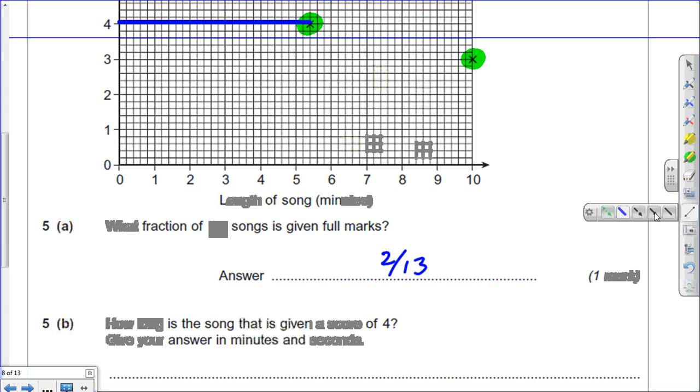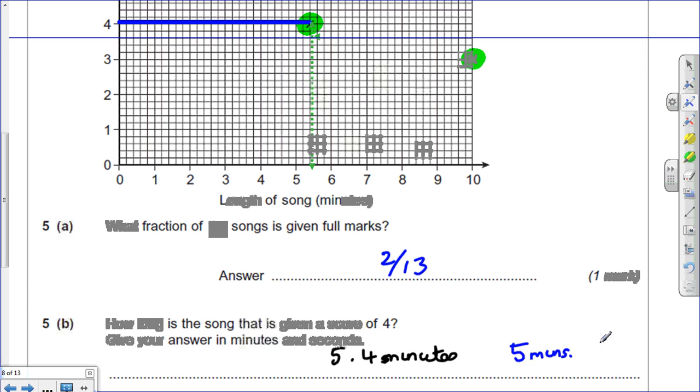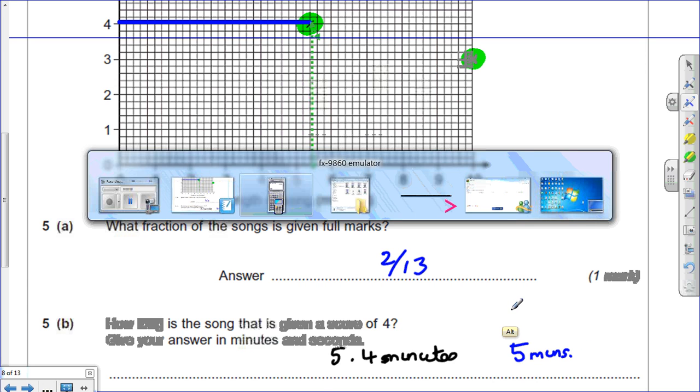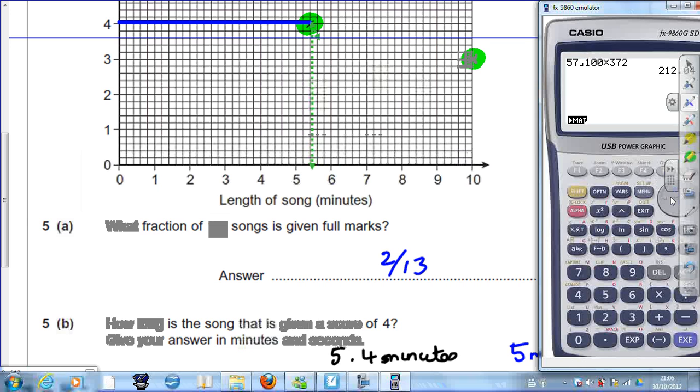Well, the way we do that is, let's clear everything here. We do 0.4 of, remember as times, a minute is 60 seconds. And there we have it, 24 seconds. So the full answer is 5 minutes and 24 seconds. Oh, sorry, here's the space to put it in. So 1 mark for that, and 1 mark for each of these.